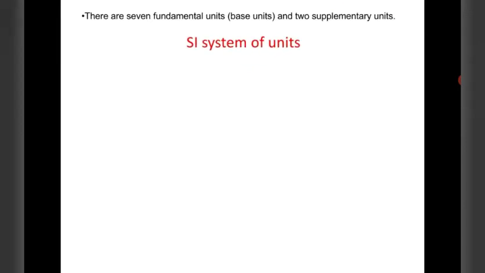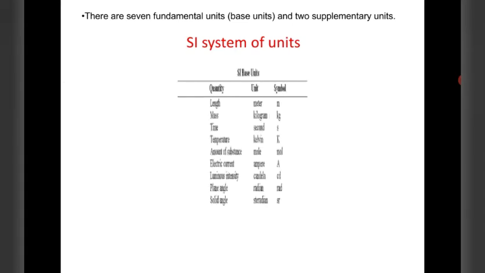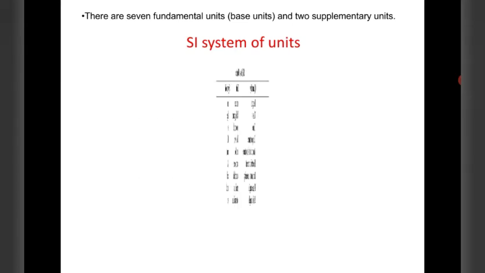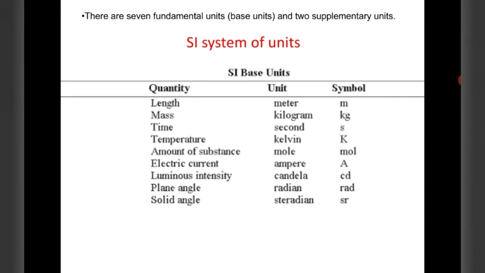Next, guys, there are 7 fundamental units. They are also called base units, and there are 2 supplementary units. What are they? Let's see. Length, mass, time, electric current, temperature, luminous intensity, amount of substance. These all are the 7 fundamental units, and the other 2, plane angle and solid angle, are supplementary units.